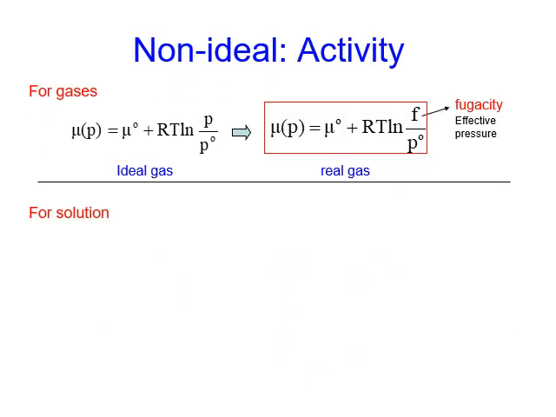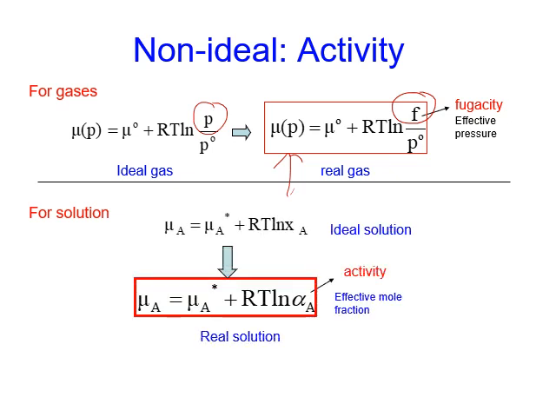Just like in a real gas, we use fugacity or effective pressure to replace pressure to calculate the chemical potential of a real gas. In a real solution, we use activity, or effective mole fraction, to replace the mole fraction to calculate the chemical potential of A in a real solution.